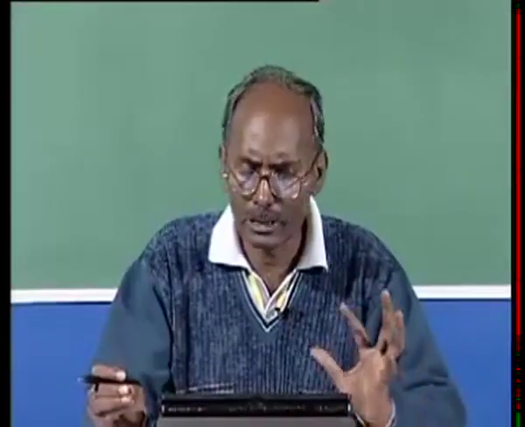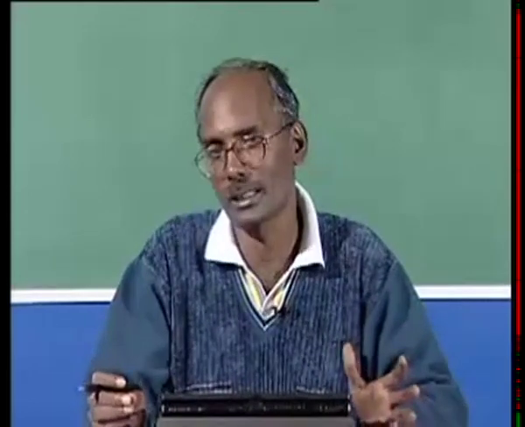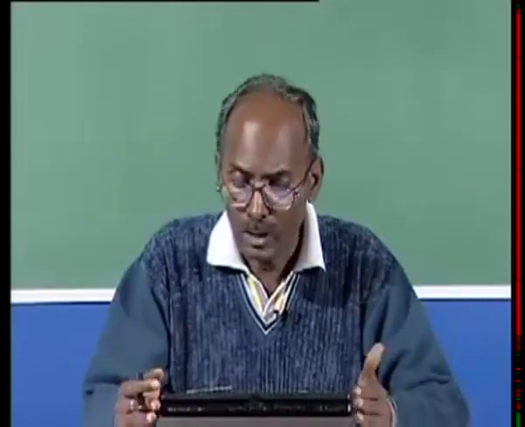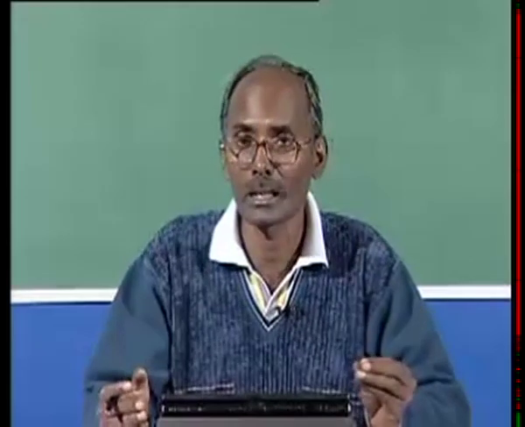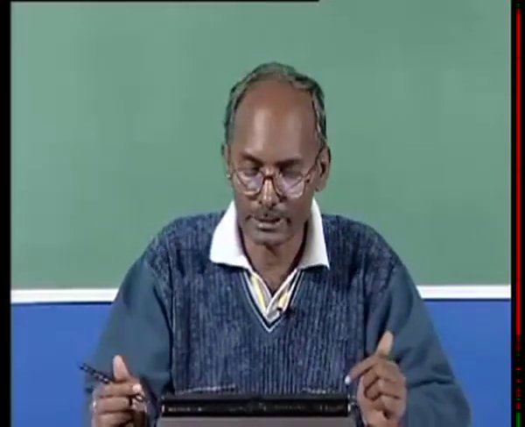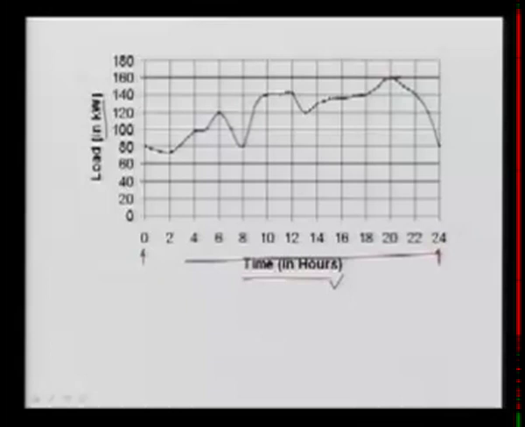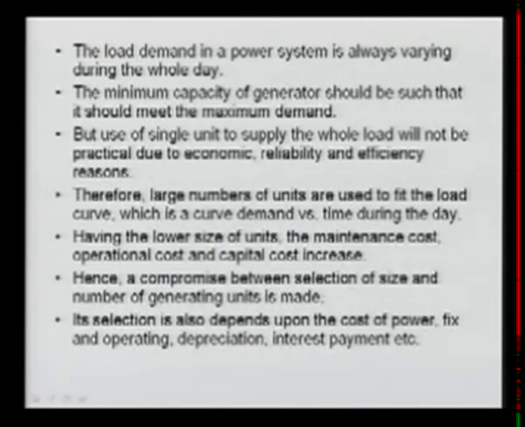Normally a particular station has a complex load, a mixture of various loads connected, and therefore we should have the load characteristic between time in hours for the whole day. In terms of load, it is called the load curve, and since we are talking about the daily one, 24 hours, it is called the daily load curve. The load demand in a power system is always varying during the whole day.